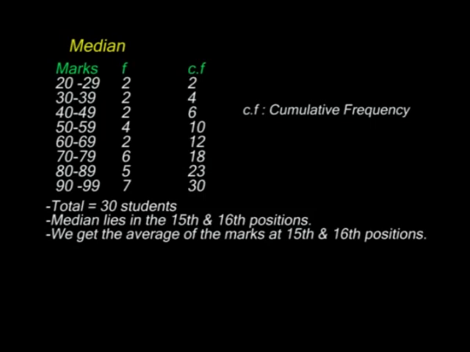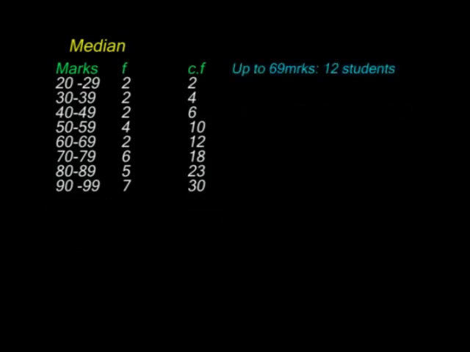So in this case, we have 30 students, which is an even number. It means the two middle values are the 15th and 16th. So we need to get the marks at the 15th and 16th positions, and we divide by 2 to give us the median. Now, up to 69 marks, there are 12 students. That is according to the cumulative frequency. We said the cumulative frequency for each class shows the total frequency up to that class. So up to 69 marks, there were 12 students. Then up to 79 marks, we have 18 students.